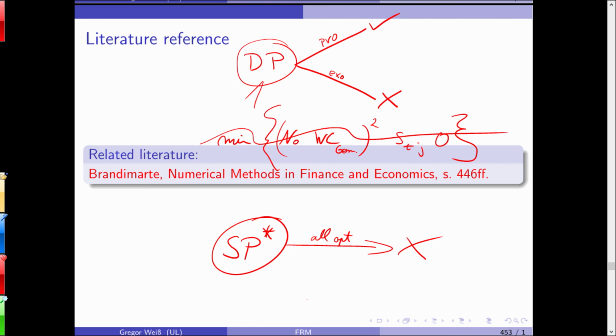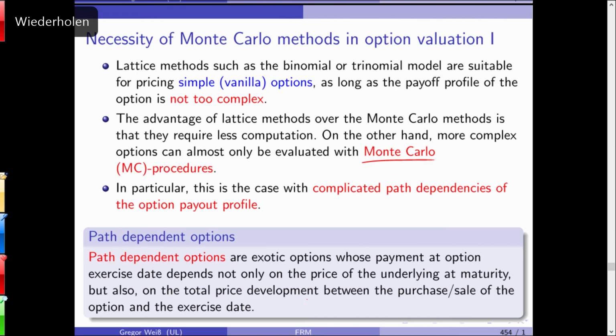So the more complicated the stochastic process for the stock price, or the more complicated the payout profile of the derivative gets, at some point you will realize that you are no longer able to find an analytical pricing formula. And if this happens, simulate. Okay. One obvious application are so-called path-dependent options.